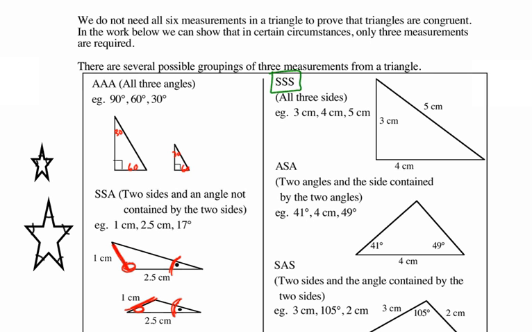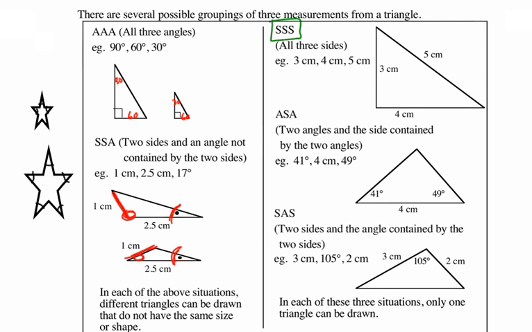If two triangles have all sides the same, then automatically their angles are also equal. If we have two angles and a contained side, so the side must be between those two given angles, that will prove congruency. So angle, side, angle. Notice, angle, side, angle.